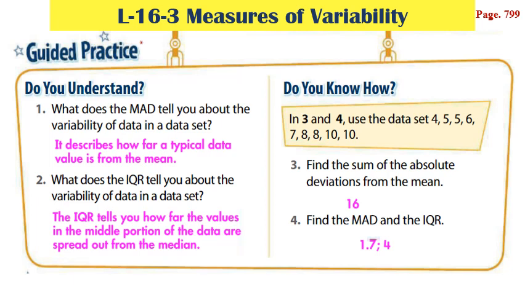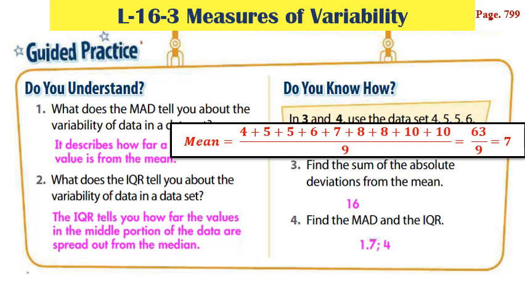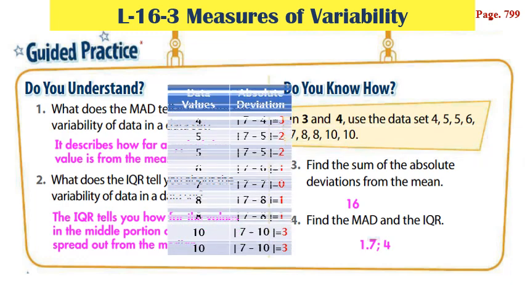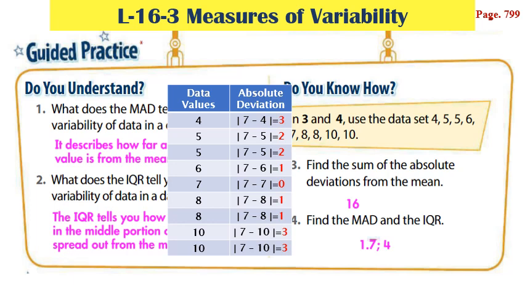Let's check how. First, find the mean. Mean equals 4 plus 5 plus 5 plus 6 plus 7 plus 8 plus 8 plus 10 plus 10 divided by 9, equals 63 over 9, which is 7. Then, we need to find the absolute deviations. For this, let's construct a table of 2 columns and as many rows as the number of items. In the first column, enter the data values, and in the second column, find the absolute deviation of each data value from the mean. Remember, all the absolute deviations will be positive. It's the absolute value of the difference between the mean and each data item.